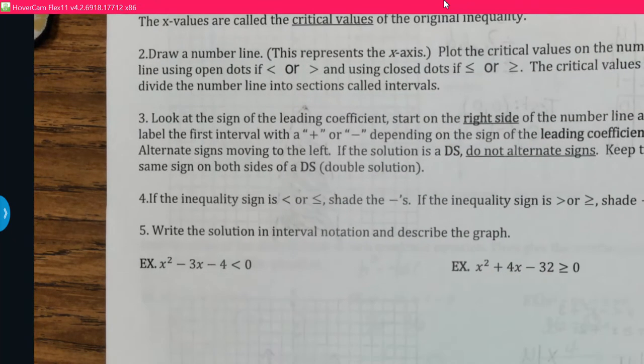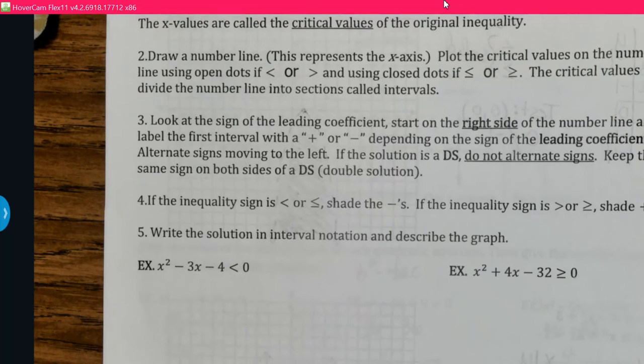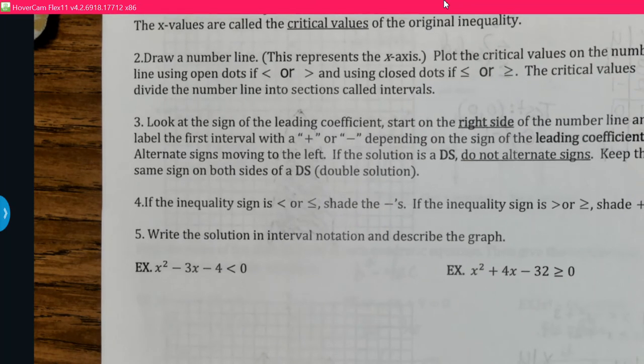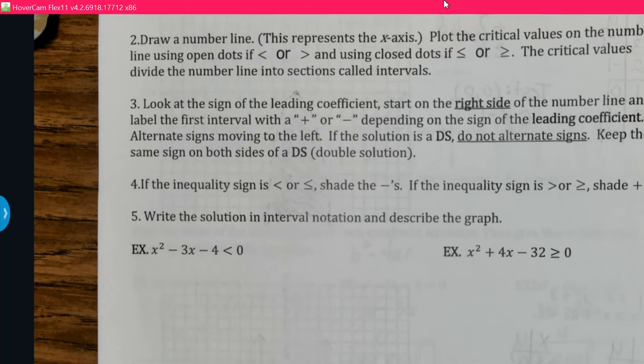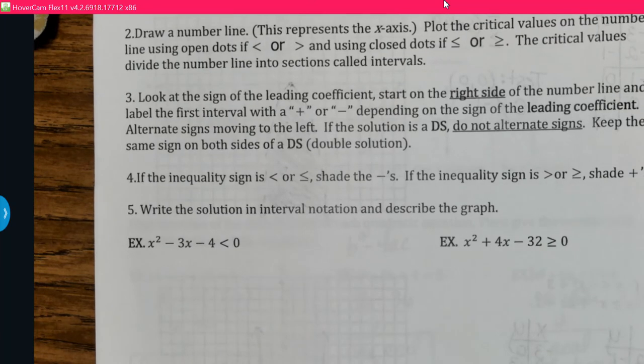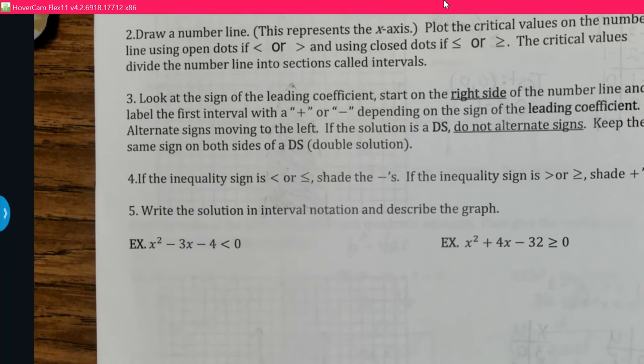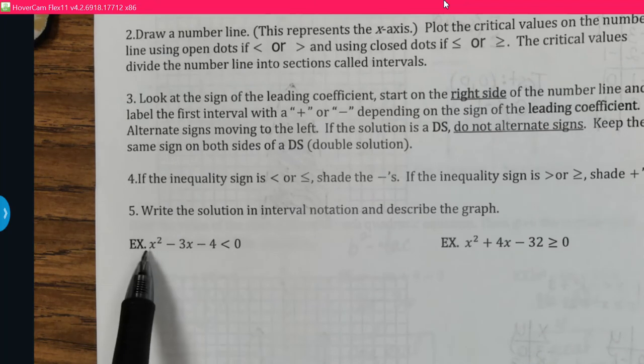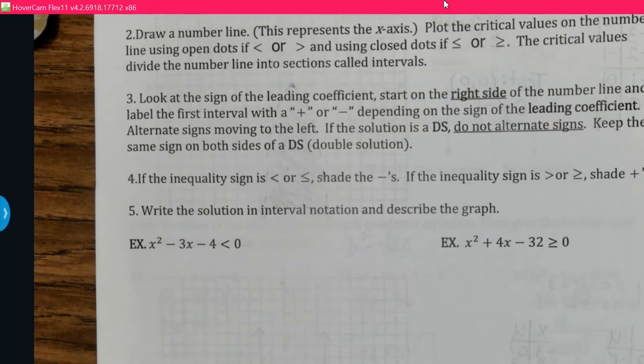You're not going to draw a number line because I already have it there. That is your x-axis. So you're going to plot your critical values, the x values you solve for, on the number line. Now if it's less than or greater than, it's going to be an open circle. If it's equal to, it will be closed. Those are going to create intervals. So once you plot your critical values, however many you have, you're going to look at your leading coefficient. Your leading coefficient determines the right behavior of your graph.